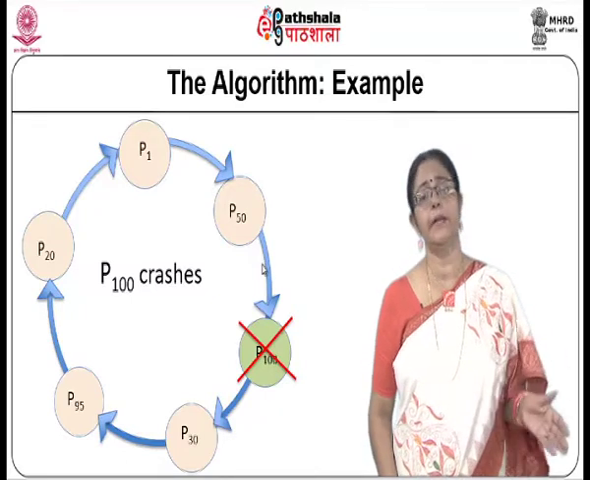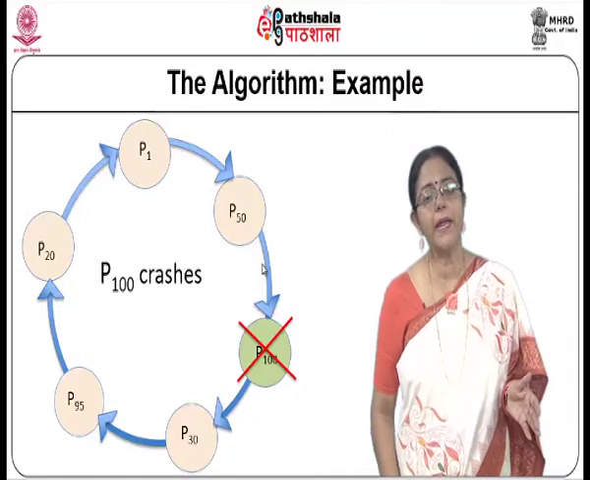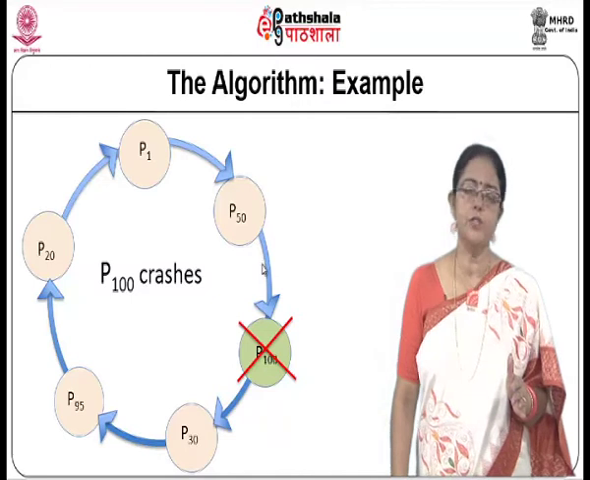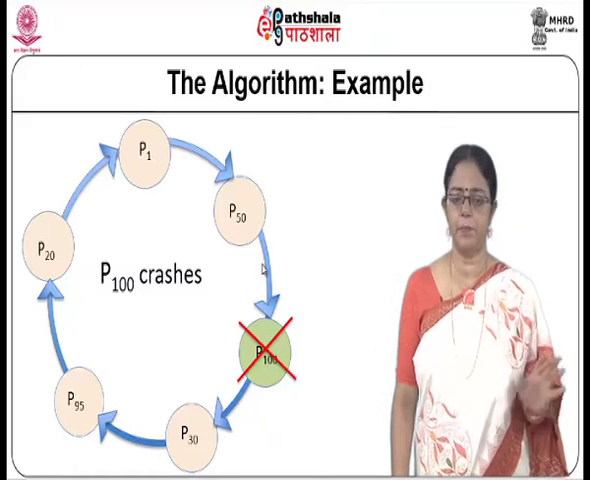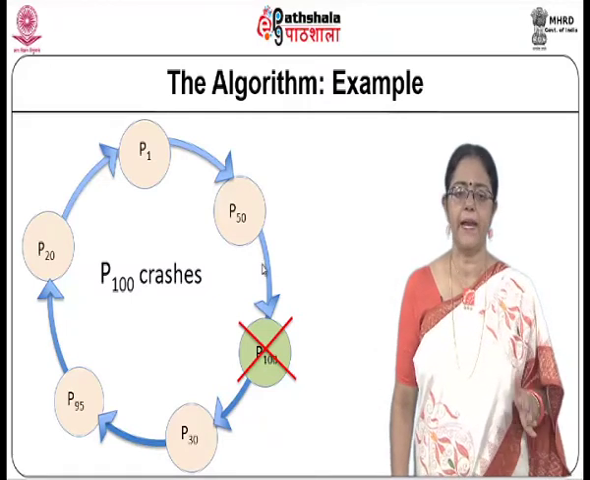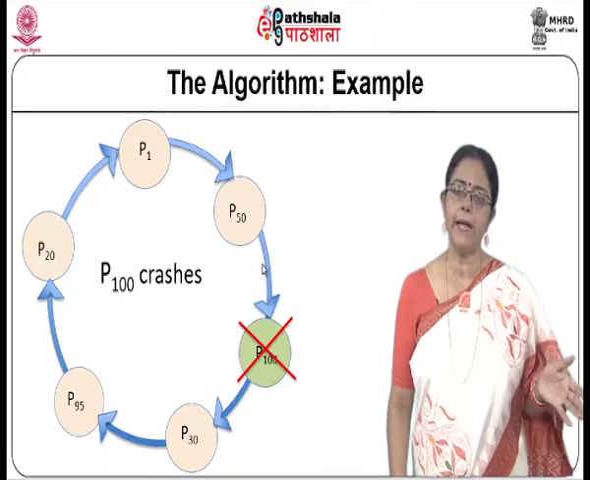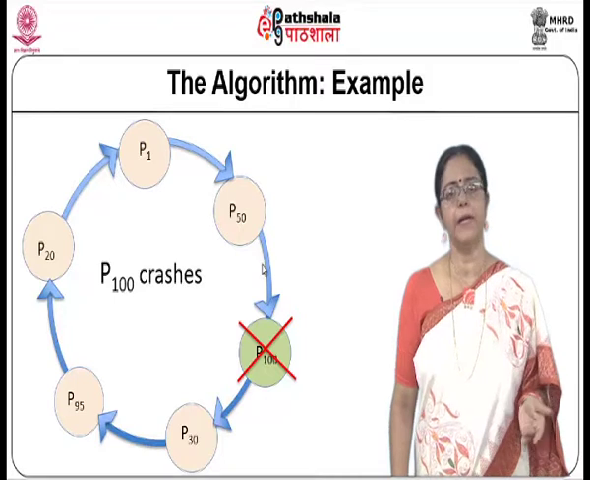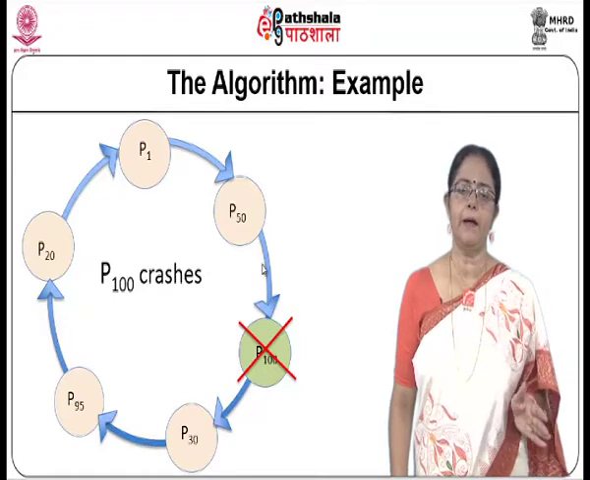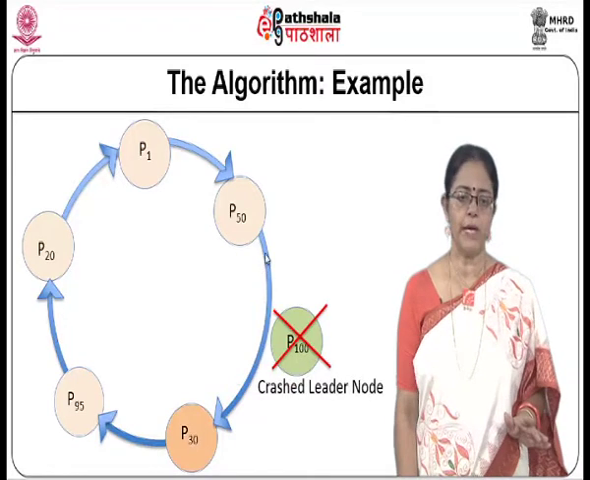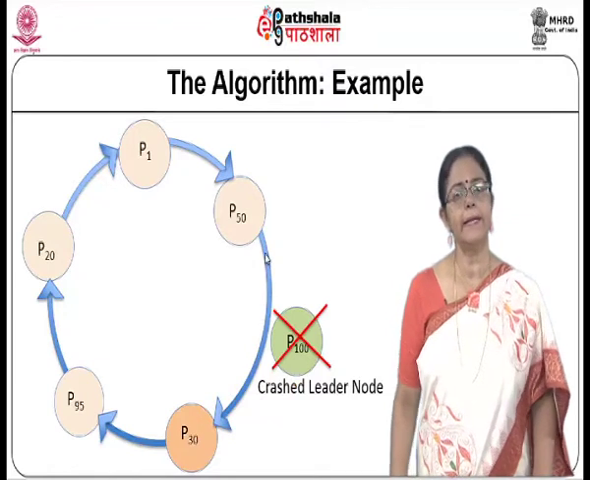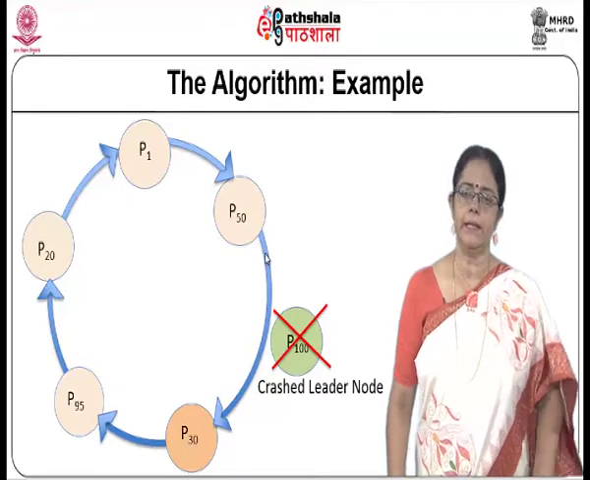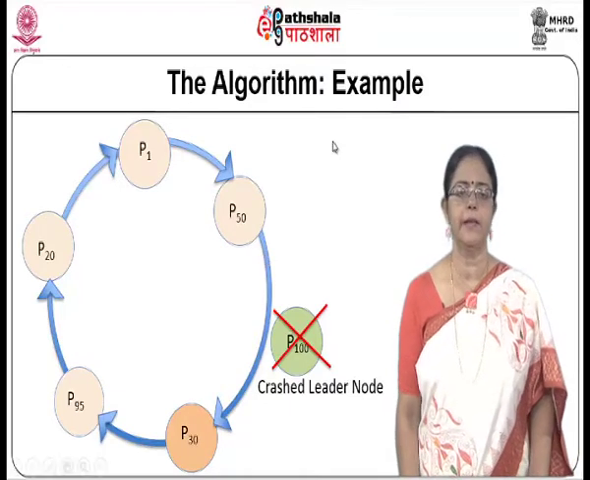So, when P30 wants to communicate with P100, it will send a message, it will time out, and it will not receive any reply because P100 has failed. It will try this process maybe 5 times, and finally it will decide that P100 has failed. So, in our example P30 is the node which decides that P100, the current leader, has failed.